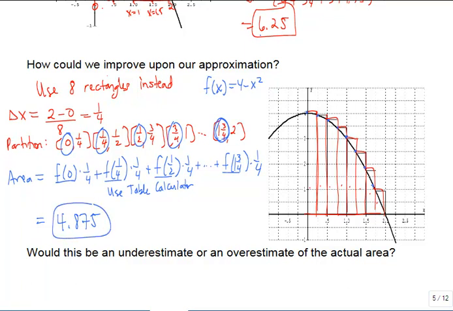And that is definitely much smaller than what we had before, because we're decreasing that error by shrinking the number of our rectangles. So would this be an underestimate or an overestimate of the actual area? You can see from the picture that even when we use 8, we still get all of these little rectangles being slightly higher than the actual curve itself. So this is going to be an overestimate since all the rectangles lie above the curve. Okay?